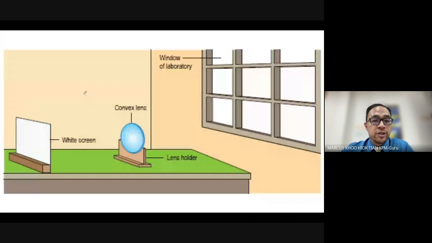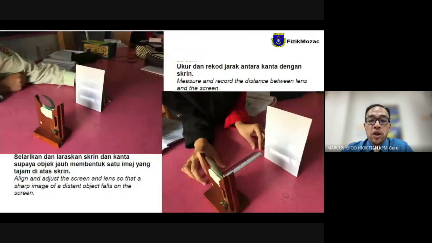Then there's a screen over there, and you face it to the window, facing a faraway object. What you should get is something like this. For example, this one is facing the window, if you can see over here. What you need to do is align and adjust the screen, or the lens, so that when you see the image over here, you will get a sharp image. Then you record that distance.